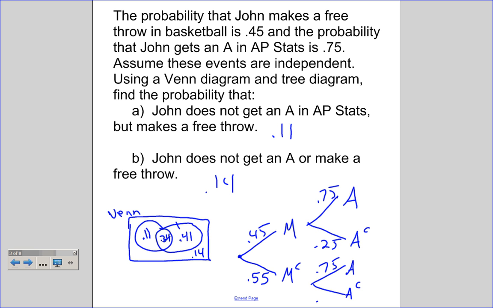Now to find the probabilities of these occurring, you multiply along the branches. 0.45 times 0.75 is 0.34. 0.45 times 0.25 is going to be 0.11. 0.55 times 0.75 is 0.41. 0.55 times 0.25 is 0.14. Notice how these probabilities are the same as the probabilities over here. It's just a different method for doing the problem.